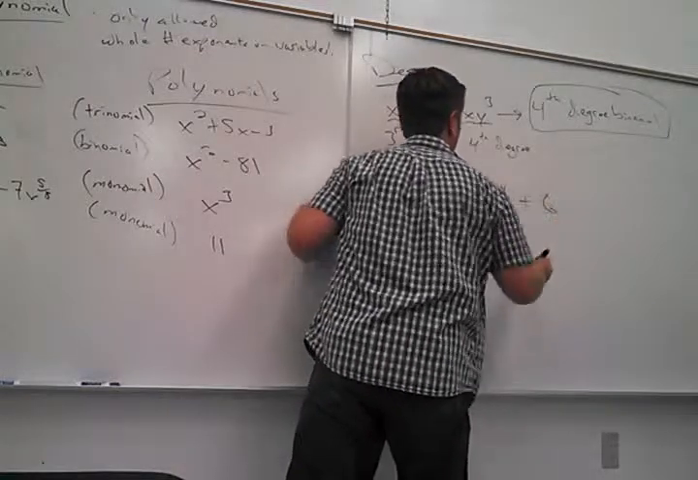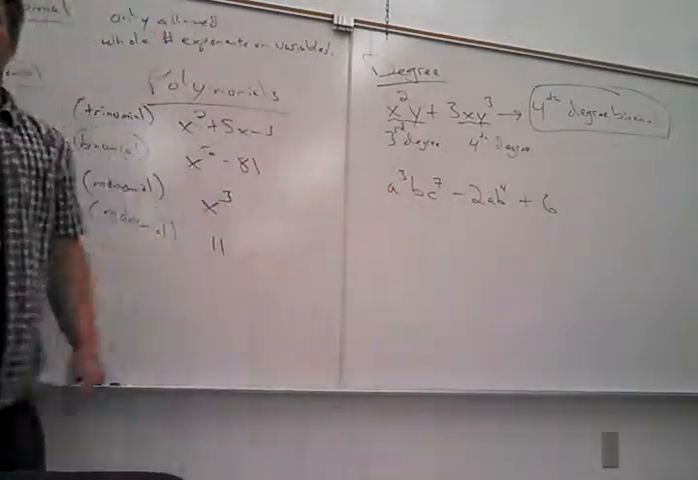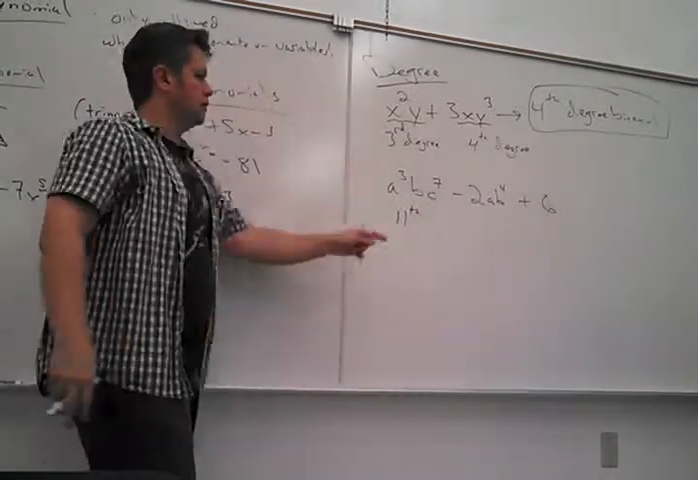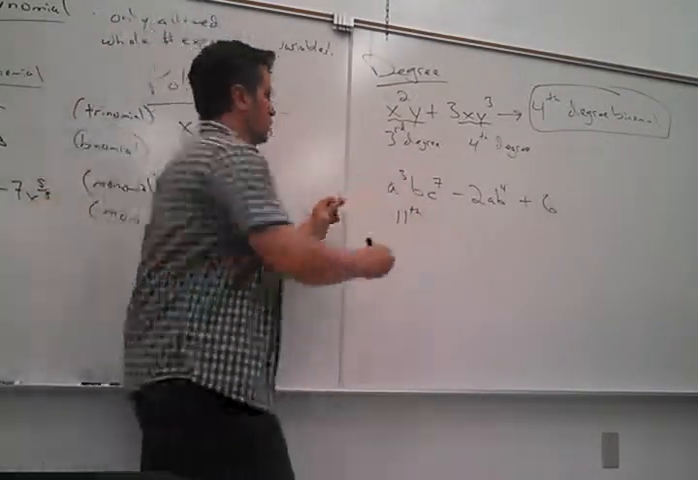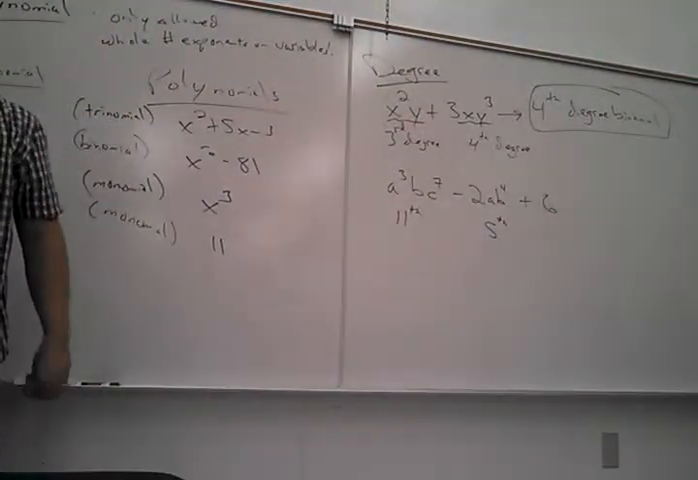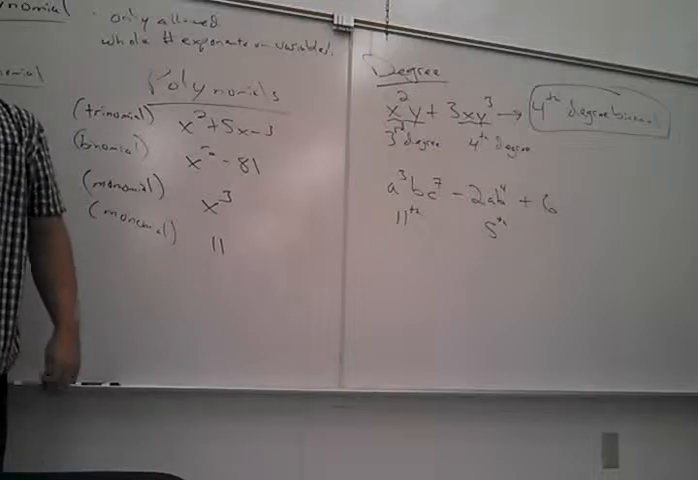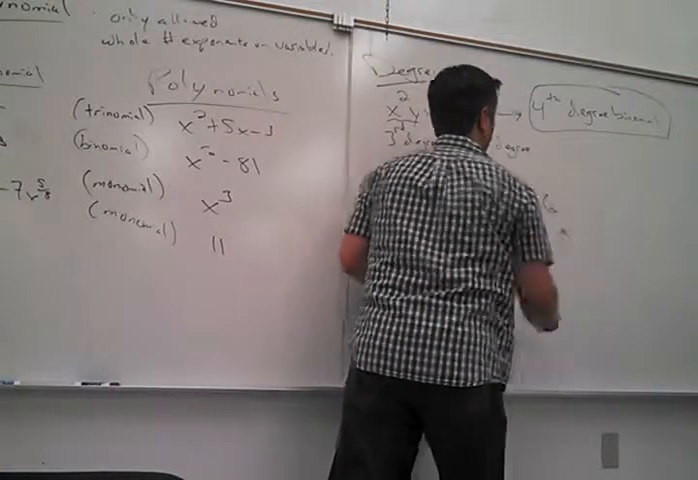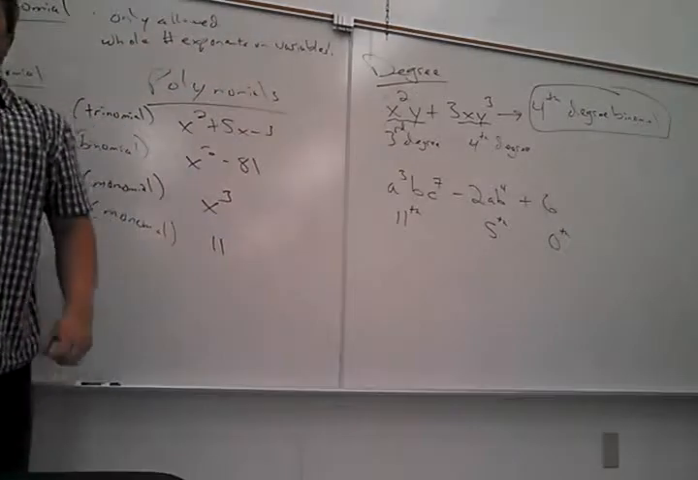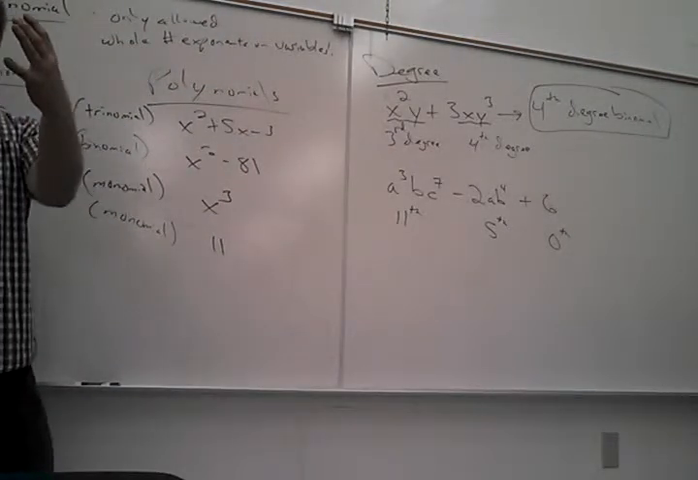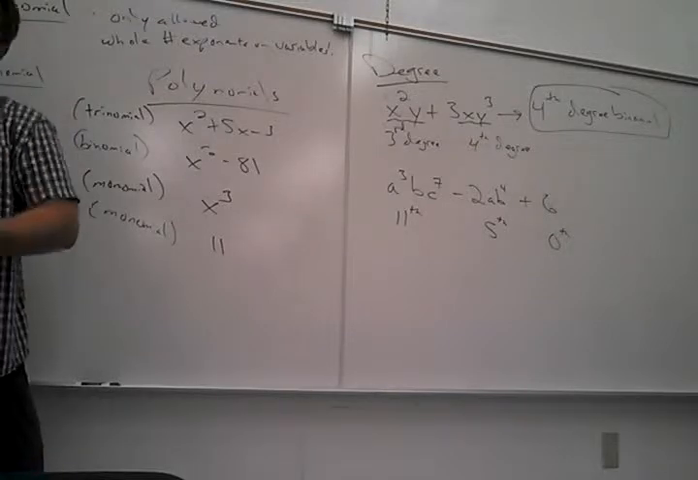You can do this. What's the degree of that first term? Good. 11th degree. Degree is easy. Fifth degree. I love it. Go with your gut. How many variables do you see? Zero. None. So it's a 0th degree. Right? The degree is just the total number of letters I see. So if I don't see any, it's a 0 degree.